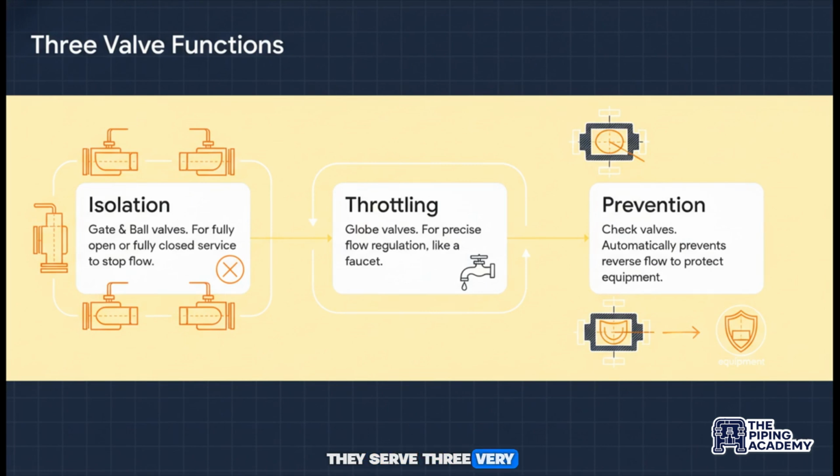They serve 3 very distinct logic functions. First, you have isolation. This is done with gate and ball valves, which are designed to be either fully open or fully closed to stop the flow. Second is throttling. This is where you use something like a globe valve to precisely regulate the flow rate, kind of like a faucet. And third is prevention. This uses automatic check valves that stop fluid from flowing backward, which is absolutely critical for protecting expensive equipment.